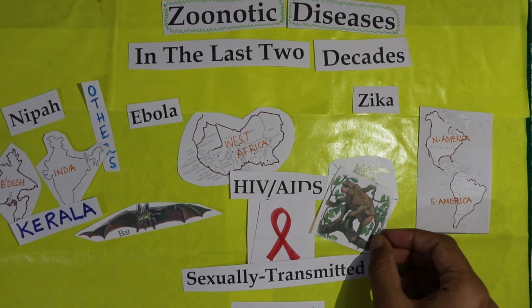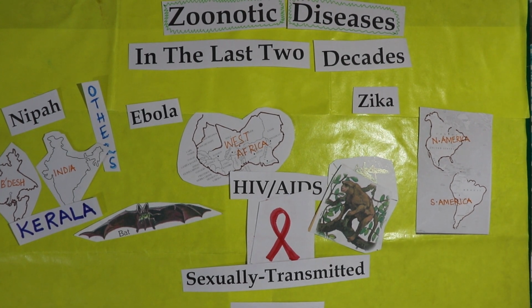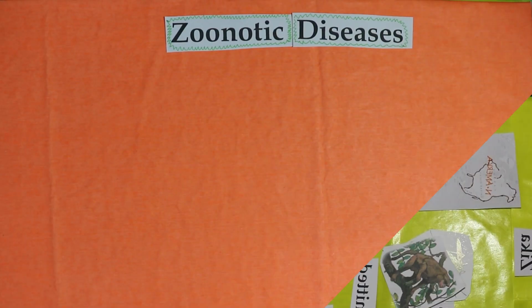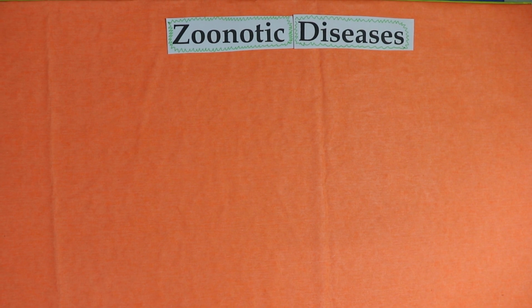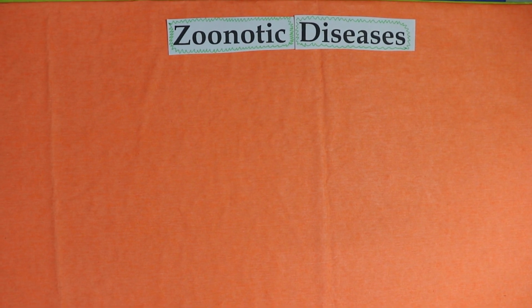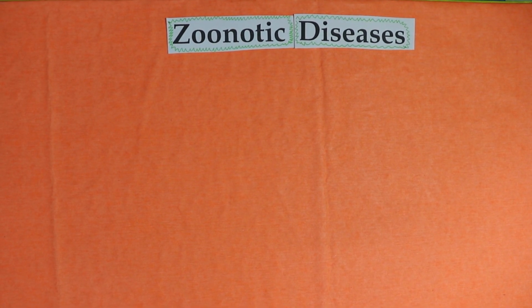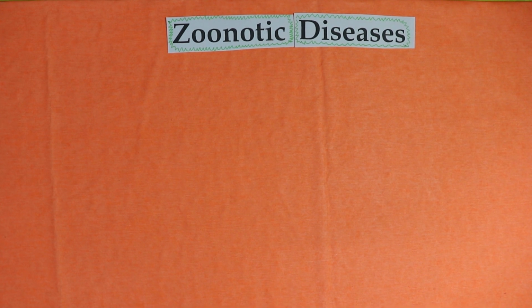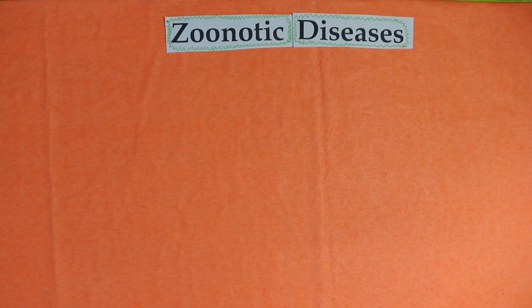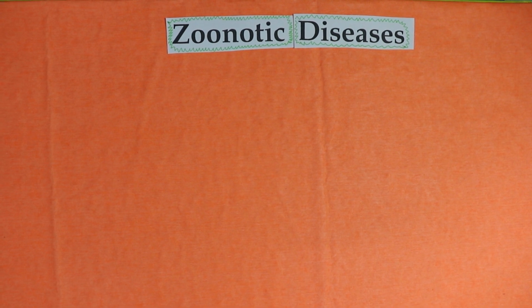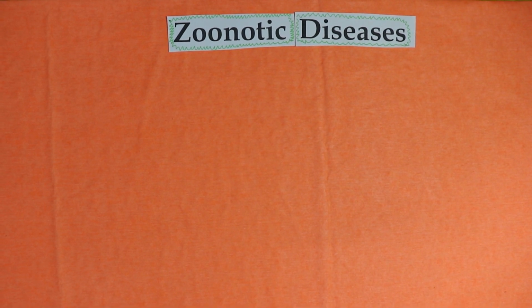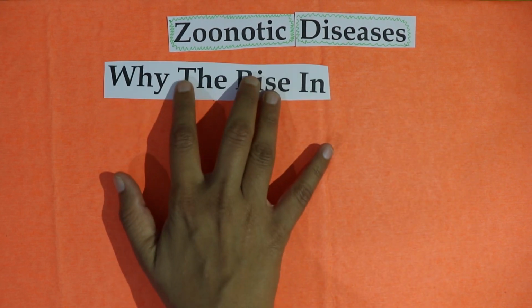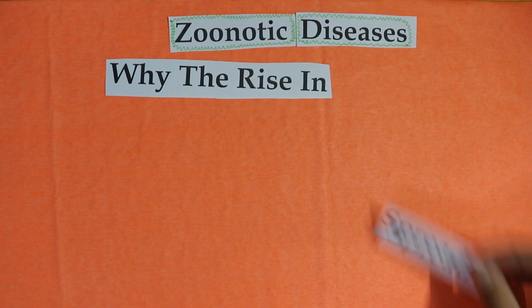So, what we've seen so far is that zoonotic diseases, which spread from animals to human beings, have been there for a very long time, but in the last 20 years or so, there has been an increased number of zoonotic diseases in the world. So the next question that comes up is: why has there been a rise in the spread or the number of zoonotic diseases?